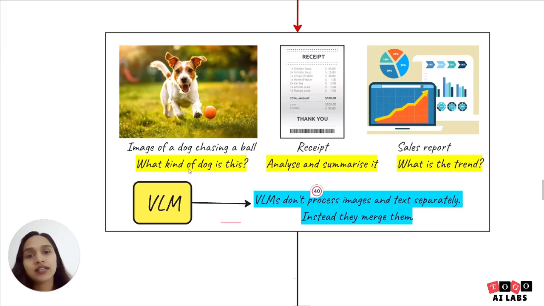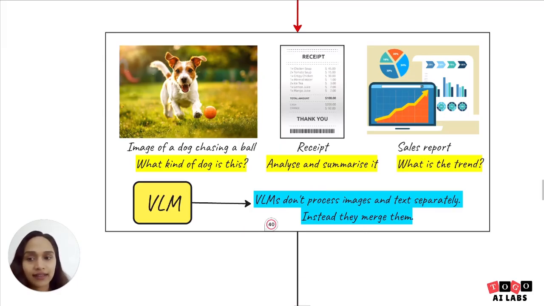A VLM can answer it. We can use a vision language model to analyze and summarize a receipt, or if you have a report, we can ask the VLM to summarize the report or the receipt. Similarly, if you have a sales report with a lot of charts and figures in it, we can use a VLM to understand the trend and summarize the sales report.